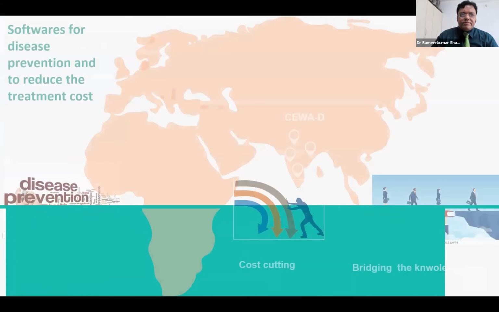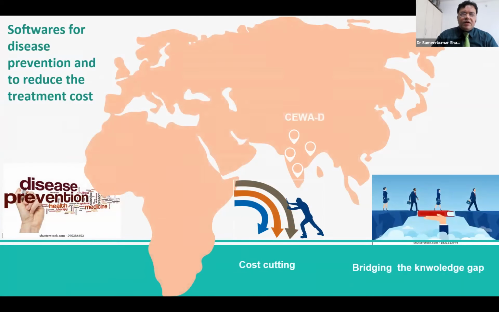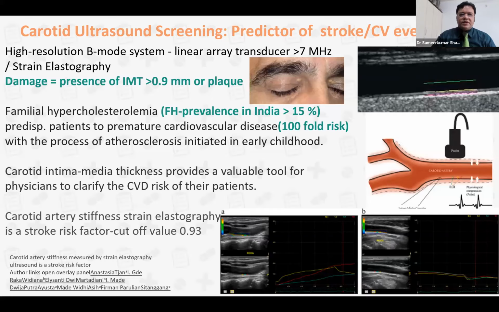Of course, there is a great scope for software for disease prevention and to reduce the cost also. And of course, a lot of startups in India are working on that. I'll just give an example.